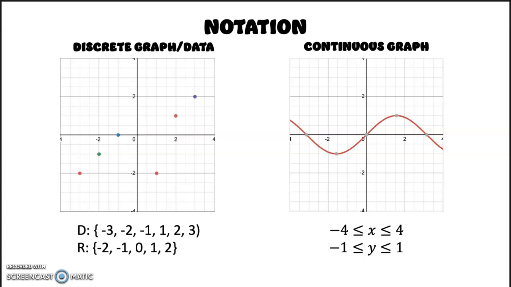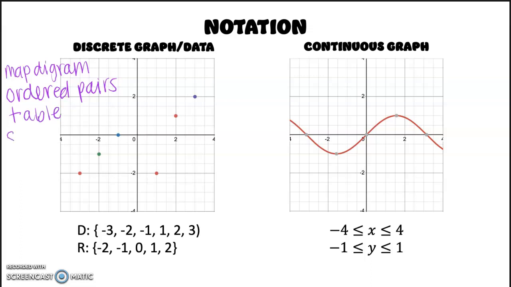So a discrete graph, discrete data is when we've got ordered pairs. So a mapping diagram, let me change my color. We get discrete data from a mapping diagram, could be from ordered pairs. A table is discrete, or when it's a graph and it's a scatter plot. That's when we've got discrete data.